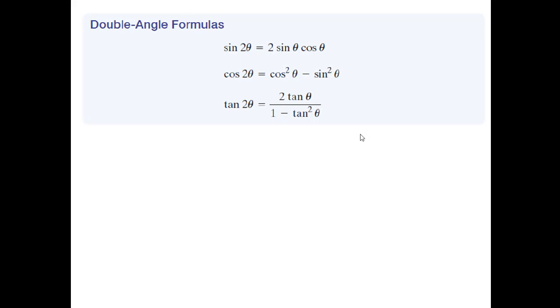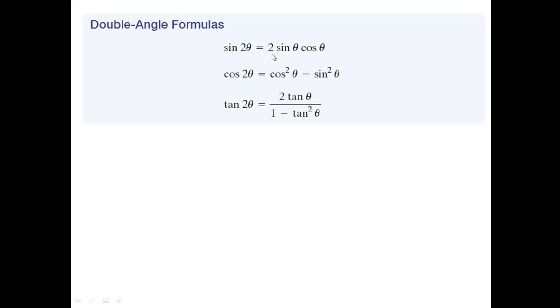Alright, so the ones we're going to start off with are the double angle formulas, and here they are. You've got sine 2 theta equals 2 sine theta cosine theta. Cosine 2 theta is cosine squared theta minus sine squared theta, and tangent 2 theta is 2 tangent theta over 1 minus tangent squared theta.